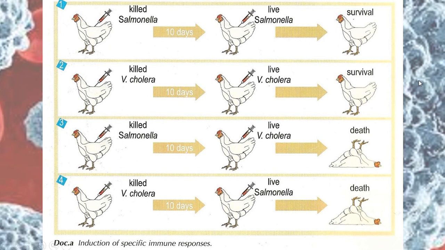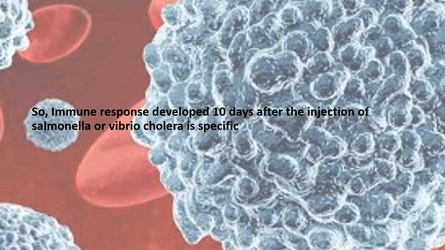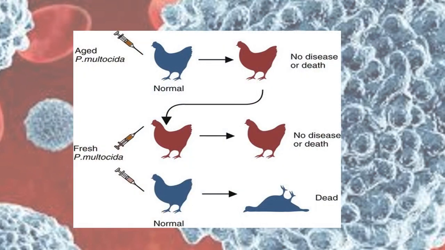So make sure you study this document really well. So the immune response developed 10 days after the injection of salmonella or Vibrio cholera is specific. Let's take a look at this important document as well.